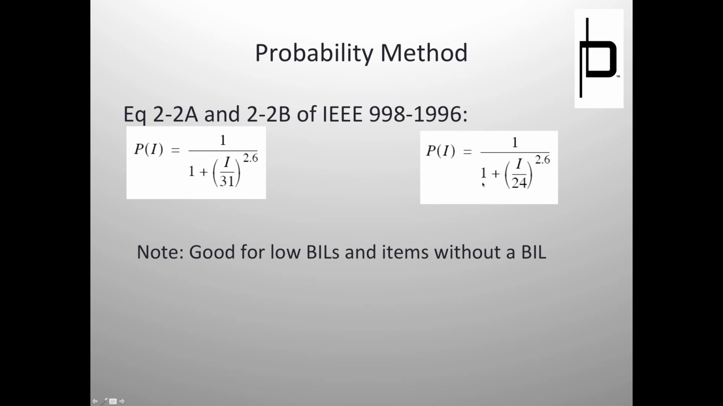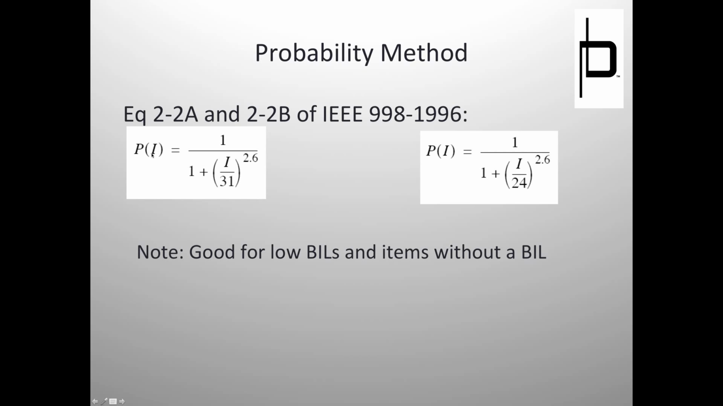If you remember, I showed you this formula before, and I told you that two guys debated this formula, and one guy said this constant was 31, and the other guy said it was 24. The way this formula works is you plug in a value of probability that you want to protect against. So let's say you want to protect against 99% of all strikes. You would plug in 99% in P of I.